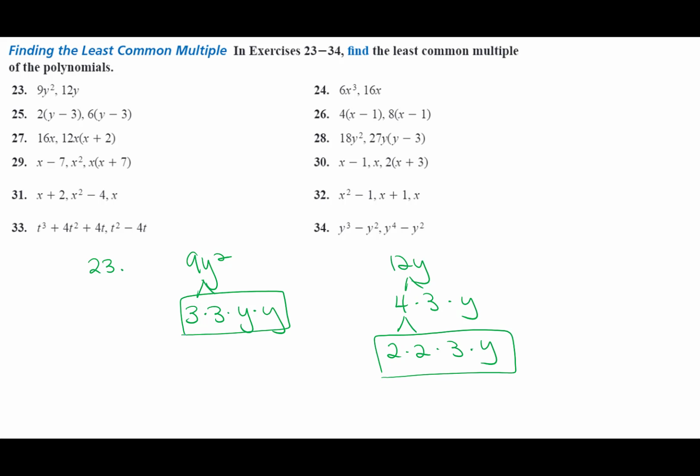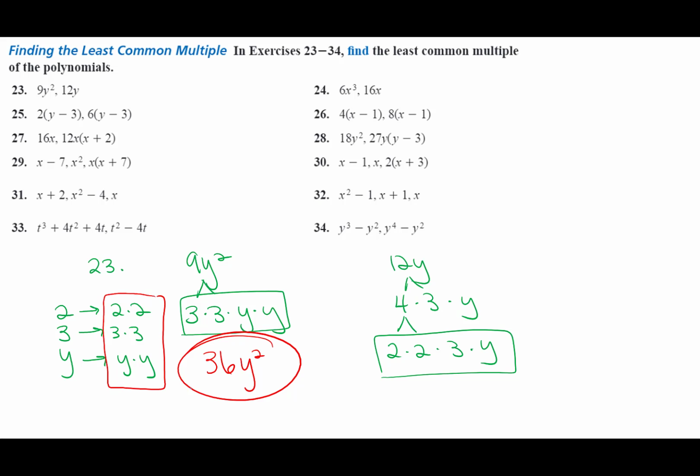So our list of unique factors, we have 2's, we have 3's, and we have y's. The most any list of prime factors has 2's, it shows up twice in the prime factors of 12y. 3 does appear in both lists of prime factors, but the most that show up in a single list of prime factors is 3 times 3. It shows up twice. And the most that a y shows up in the same list of prime factors, it shows up twice. So it's y times y. Now we'll multiply those numbers together. 36. y times y is y squared. And so the LCM is 36y squared.